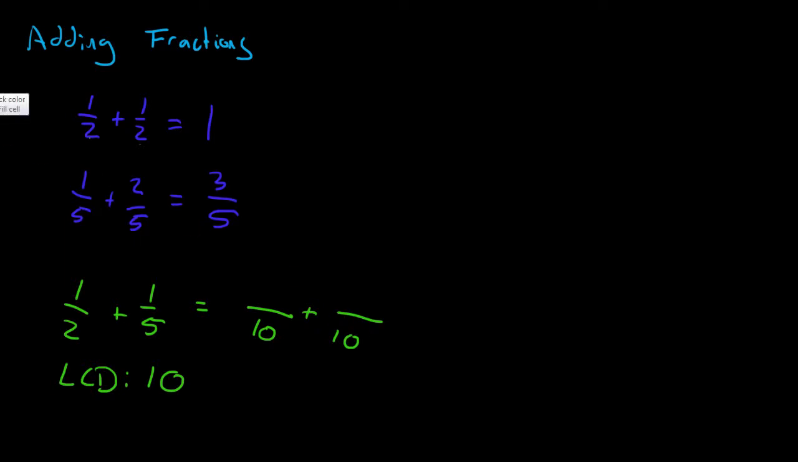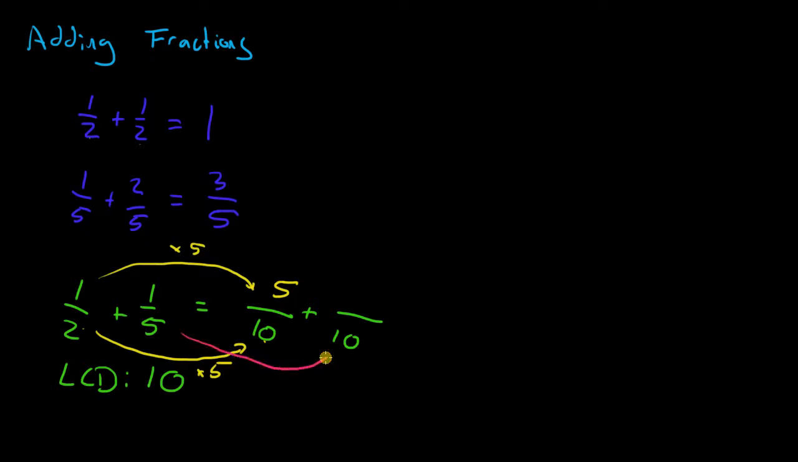And now you have to ask yourself, 2 times what makes 10? That's easy. 2 times 5 makes 10. So if this is going to be times 5, then this is going to have to be times 5. What is 1 times 5? It's 5. And now we have to ask ourselves, 5 times what makes 10? And of course, 5 times 2 makes 10.